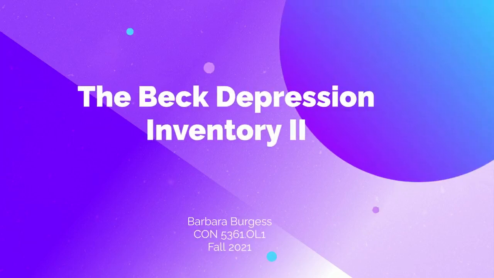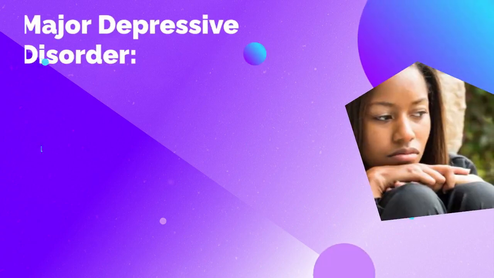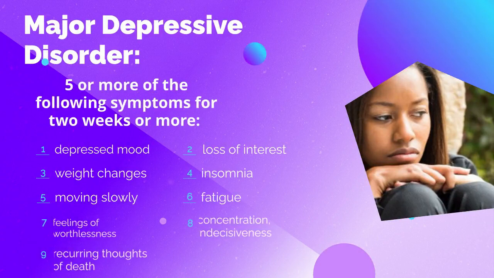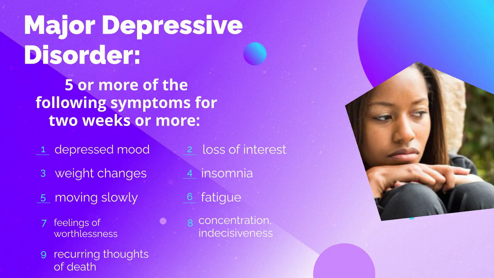The Beck Depression Inventory 2 is the most used assessment for depression, both clinically as well as in research. The Beck Depression Inventory 2 is assessing for depression. The DSM-5 diagnosis for major depressive disorder includes 5 of the following 9 symptoms which persist for at least 2 weeks or more: low mood, loss of interest or pleasure in usual activities, weight changes, insomnia, moving slowly or agitation, fatigue, feelings of worthlessness, problems with concentration or indecisiveness, and recurring thoughts.